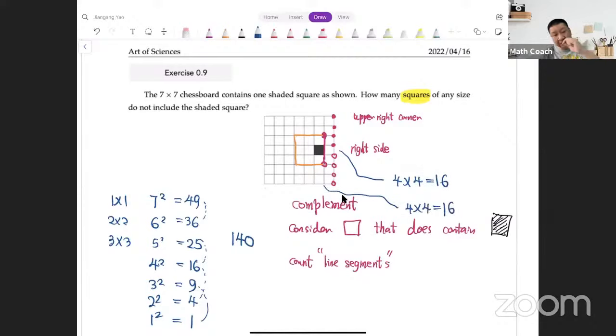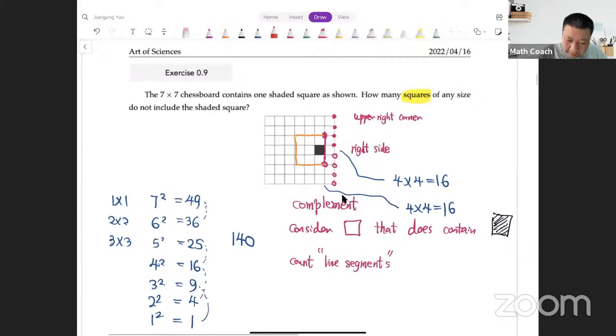And now what do we need to worry about? Once you have this line segment, are they all good? Are they really able to cover the black square? And you will notice there's one bad one. There's one bad thing, which is this.